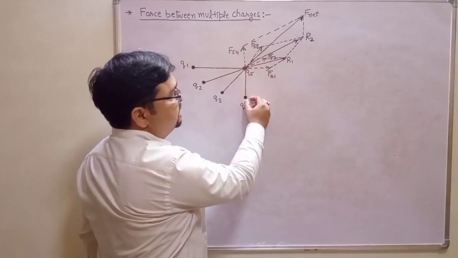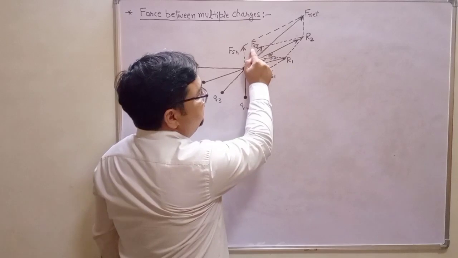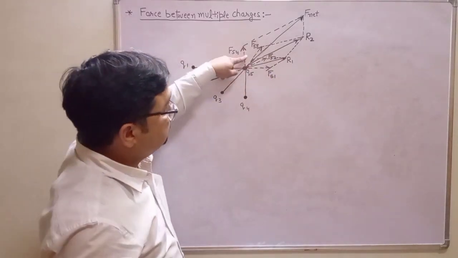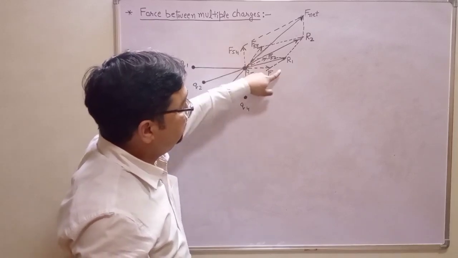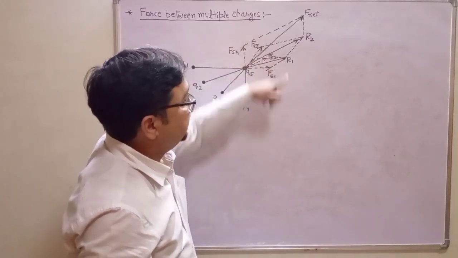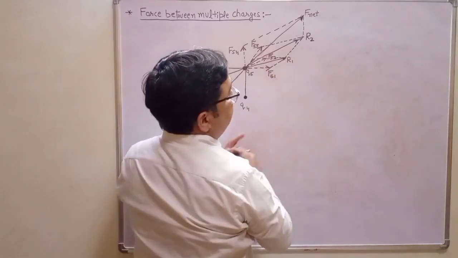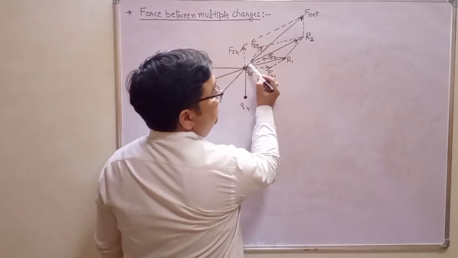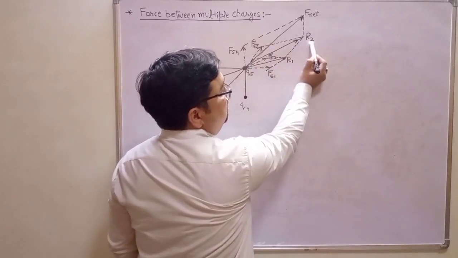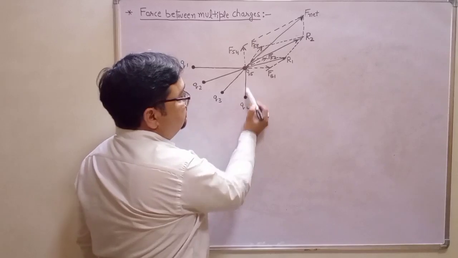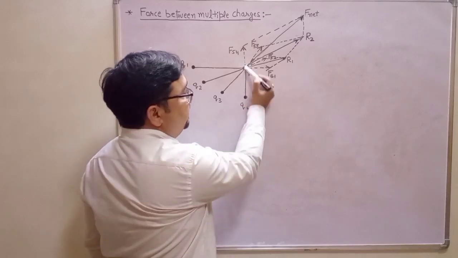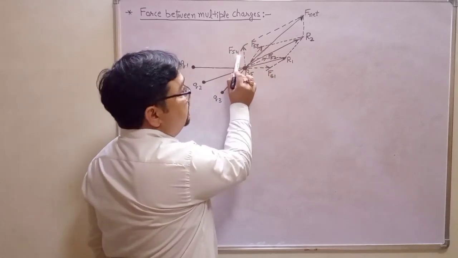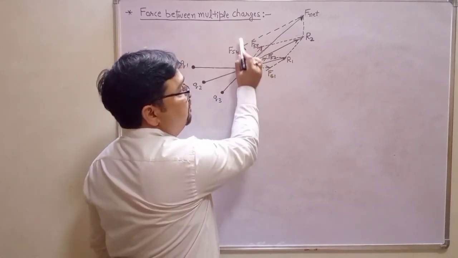Before coming to charge number 4, just try to find out the resultant of F53 and R1. Complete the parallelogram. Just look at F53 and look at R1. This is R1. Complete the parallelogram. So the resultant is R2. Now come to charge number 4. Q4 will repel Q5 in this direction, so the force on charge number 5 due to charge number 4 will be upwards.